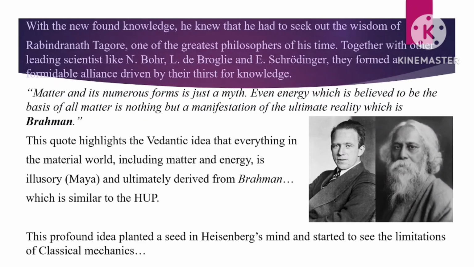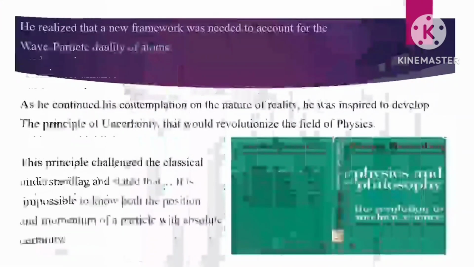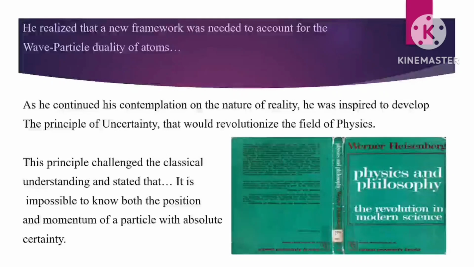This profound idea planted a seed in Heisenberg's mind, and he started to see the limitations of classical mechanics. Finally, he realized that a new framework was needed to account for the wave-particle duality of the atom. This principle challenged the classical understanding and stated that it is impossible to know both the position and momentum of a particle with absolute certainty.